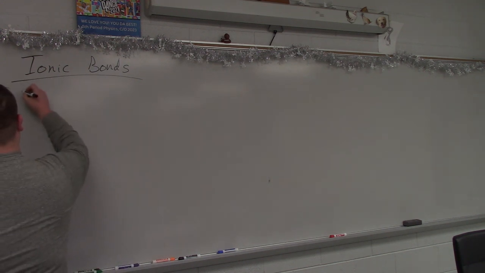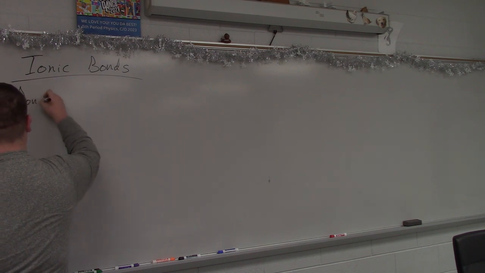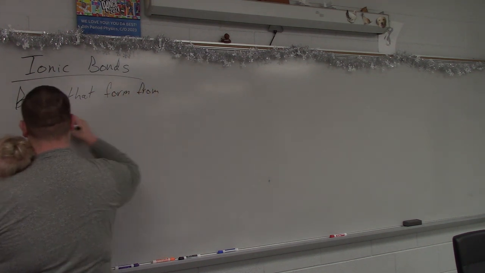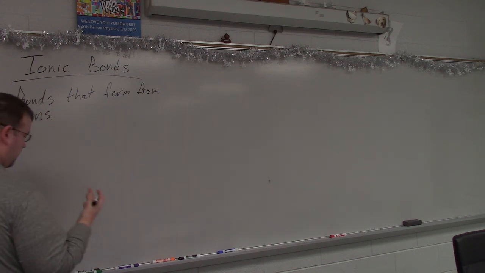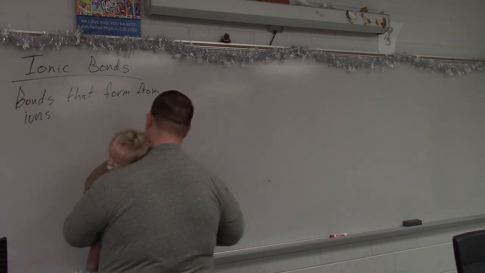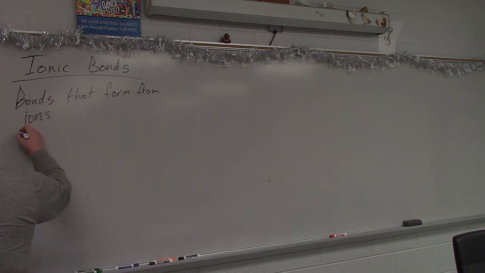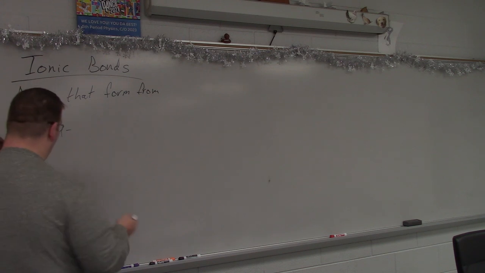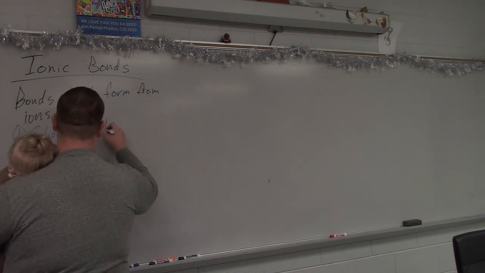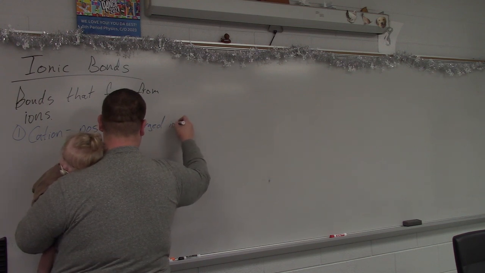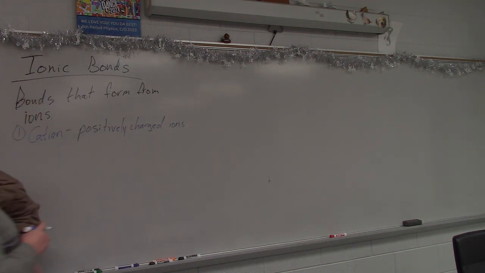All right, so ionic bonds are bonds that form from ions. Now, if you don't remember what ions are, that's okay. There's two different types of ions that we deal with. First ion we deal with is something called a cation. All cations are positively charged ions. Positively charged ions. All the cations are.